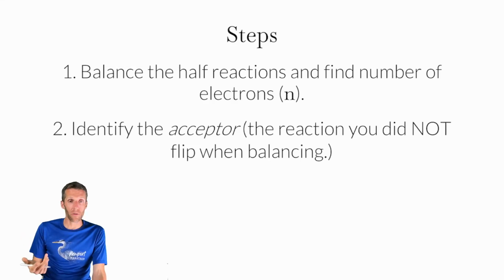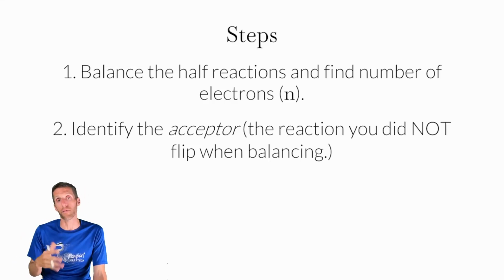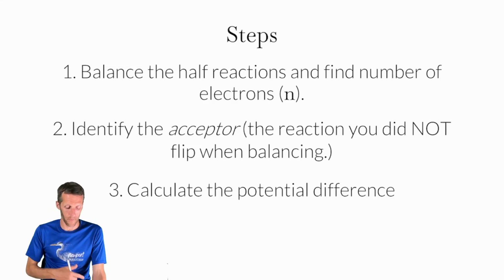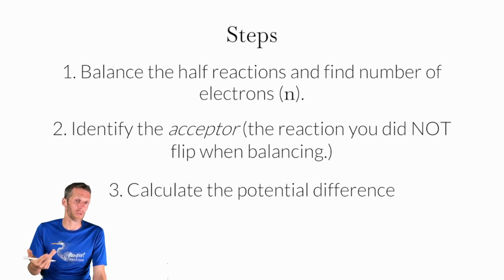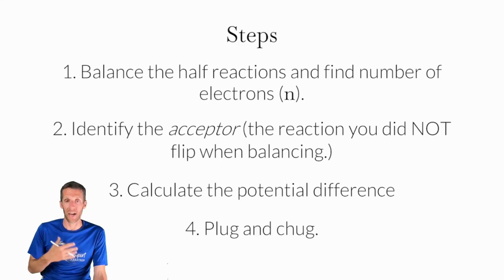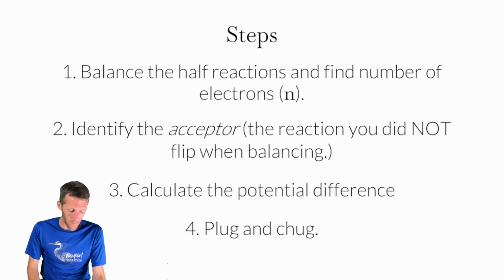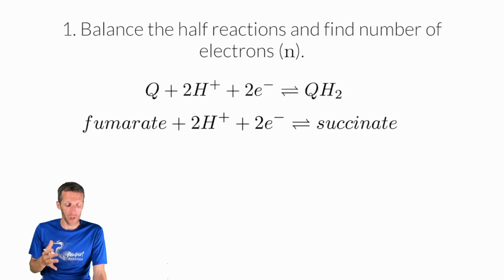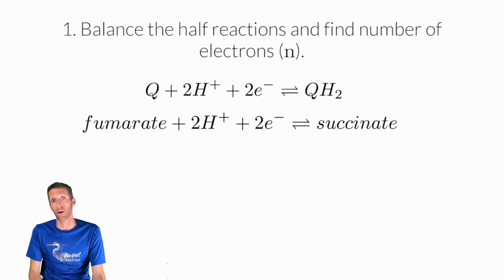Second, identify the acceptor, which we'll see in a second, is the reaction you do not flip when you're balancing the equations. Third, calculate the potential difference, so the standard state reduction potential difference between the atoms, and then you do some plugging and chugging. So let's dig into each of these. First, balance the half reactions and find the number of electrons.